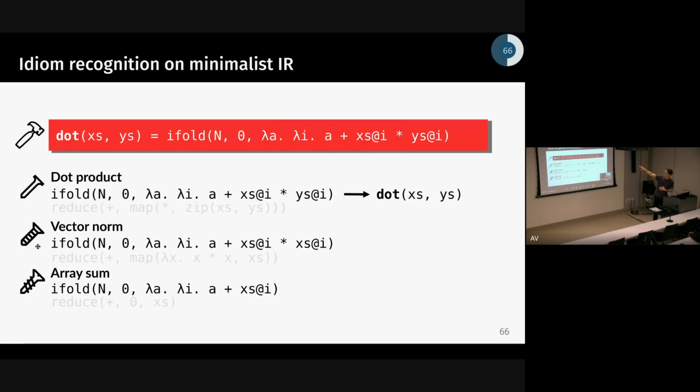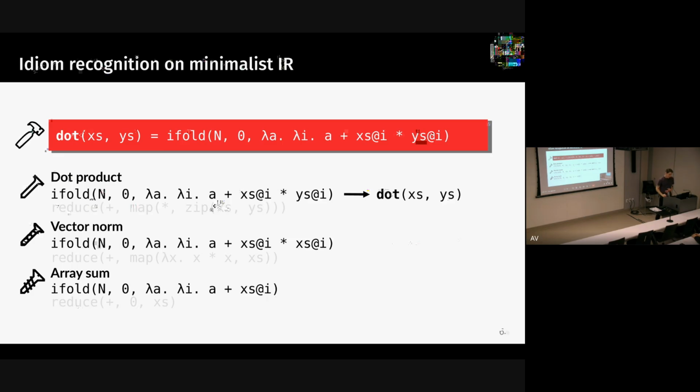And now this is what the compiler will see. Dot is equal to an iFold with something a bit complicated inside. I won't go into the detail, but this is basically the definition of dot in terms of iFold. And we have the vector norm, and we have the array sum. As before, the dot product is of course equivalent to dot by definition. But for the vector norm, it's now much easier to notice that I need to use XS twice, because this XS at i maps to this one, and that XS at i maps to this one here. So it becomes trivial for the compiler to realize, oh, this is dot XS XS.